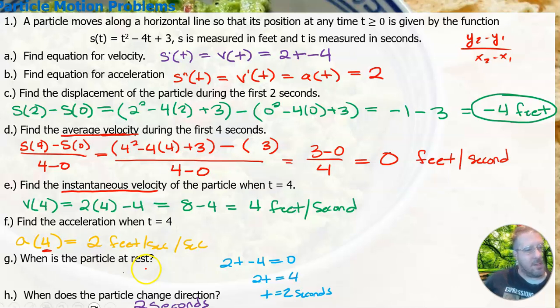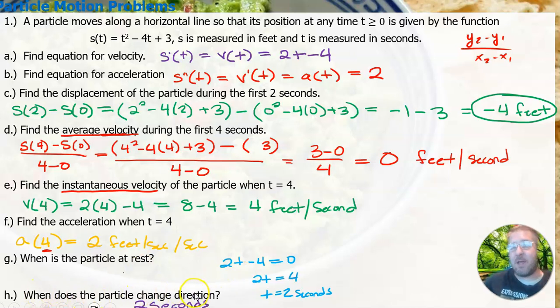All right, when does the particle change direction? Or when is the particle at rest? Well, you know a particle is at rest when the velocity is 0. So you take your velocity equation, which you found in part A, you set it equal to 0, and you solve it. This is usually easy math when you get to this kind of question.